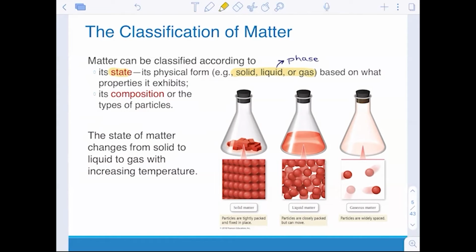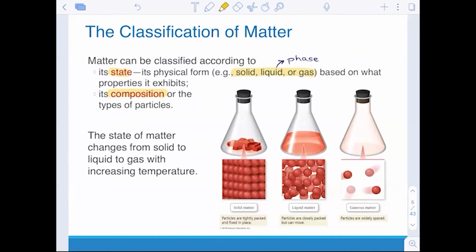Composition is going to be very specific. It's going to be the type of particles we see. Mainly with composition, we're going to be seeing, is it pure or is it a mixture? And then we can classify a little bit more with that. Overall, the state is something that I think we're all a little bit familiar with. The state of matter changes from solid to liquid to gas as we increase temperature.